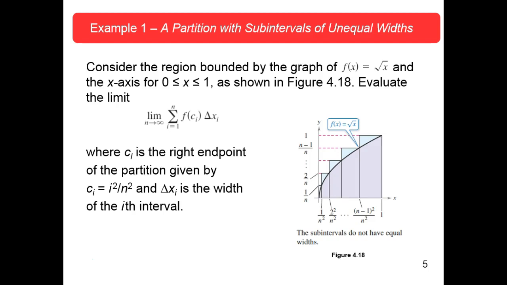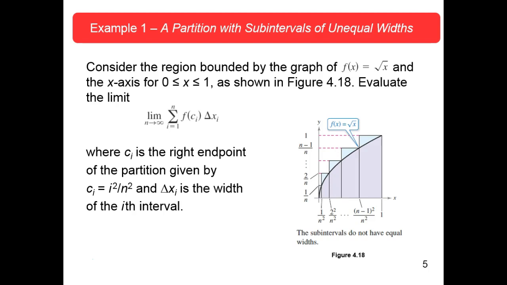Delta x sub i is the width of the ith interval, from one of those to the next one. It's a variable width. The key here, guess what we're going to do? Let n go to infinity, so no matter what the width is, they're all going to 0. All those partitions are going to 0. They just go at different rates.